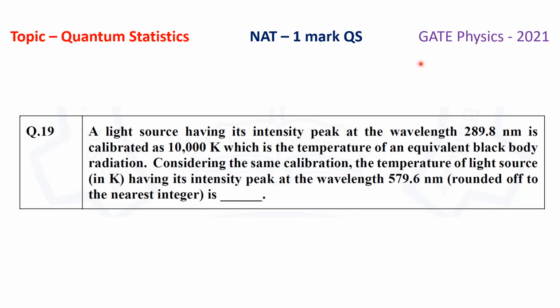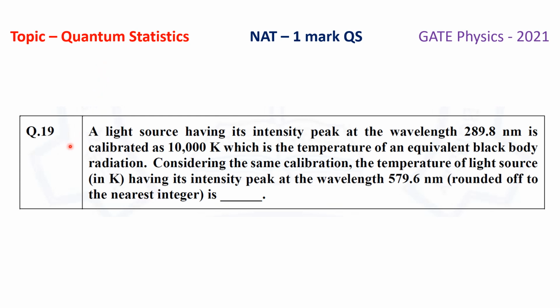This question was asked in the GATE Physics paper 2021. This is a numerical answer type question having 1 mark. The topic of the question is quantum statistics. Specifically, this question was asked from the chapter Blackbody Radiation.